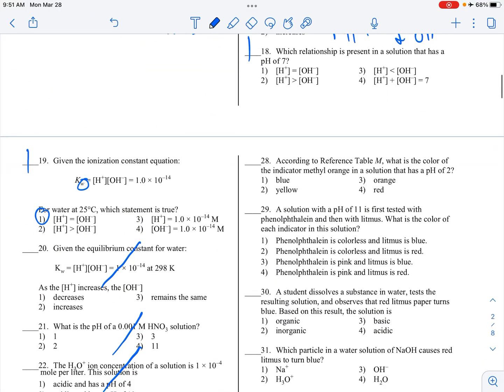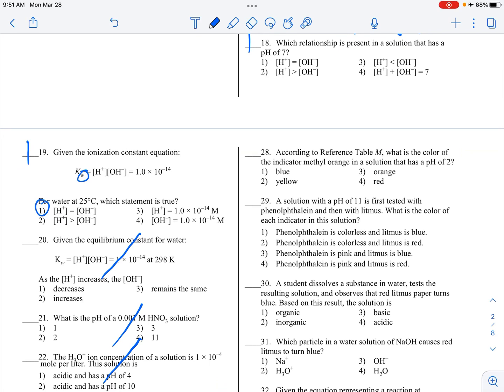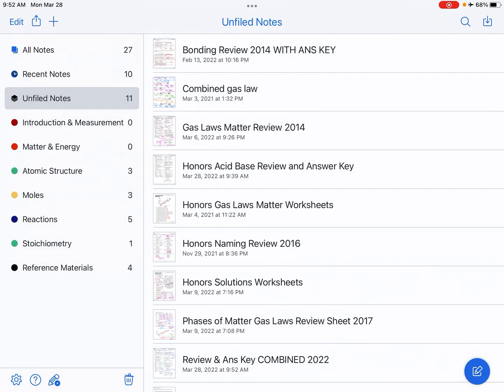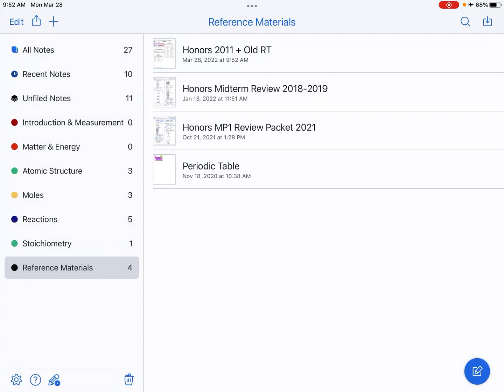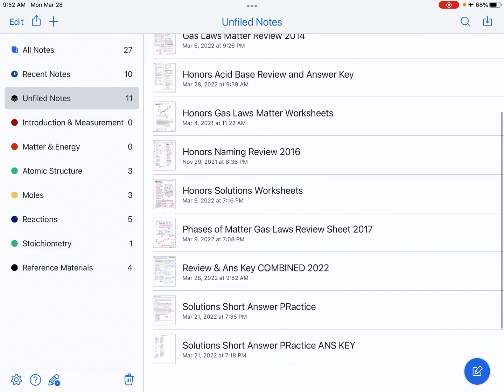Okay. According to table M, what color is the indicator methyl orange at a pH of 2? So pH of 2. Okay. Methyl orange, pH of 2. Okay. So 2 is down here, which means it's red, which is choice 4. Sorry to dance between these.